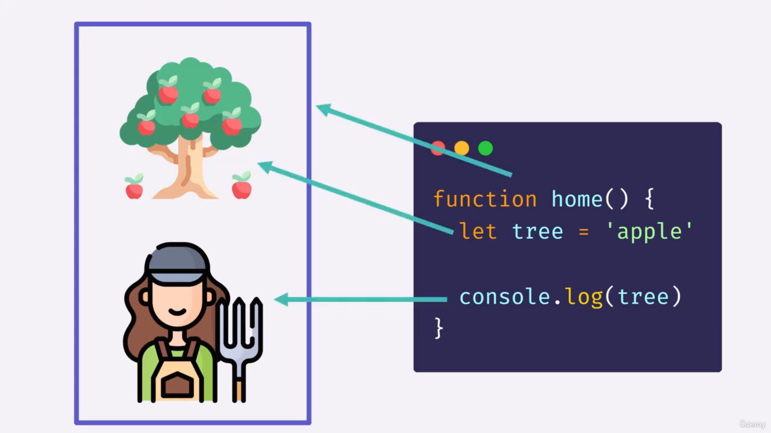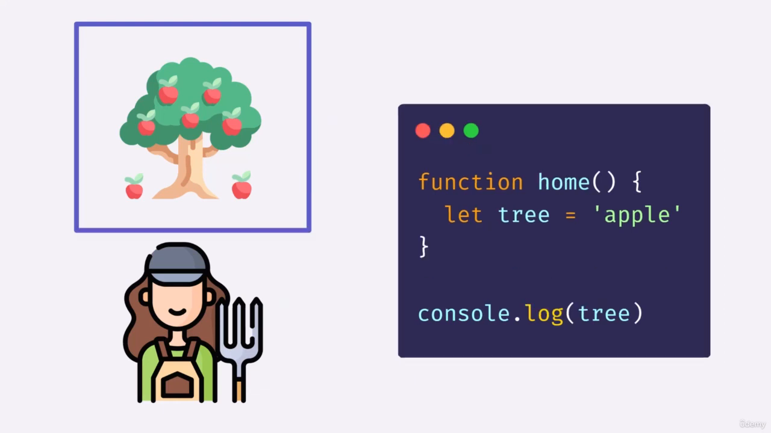In this analogy, a variable is represented by a tree. Our fence is a function. Lastly, our neighbor can be code that needs access to the variable. Simple enough, right? Let's take it a step further. In this example, our neighbor is not inside our house. Therefore, they're not allowed to grab an apple from our tree.